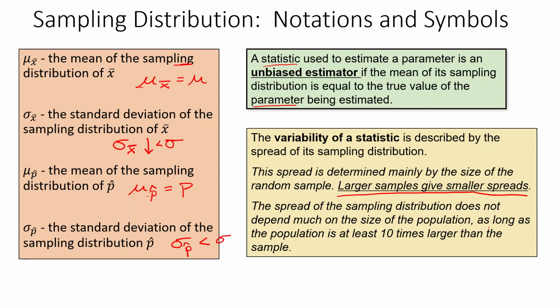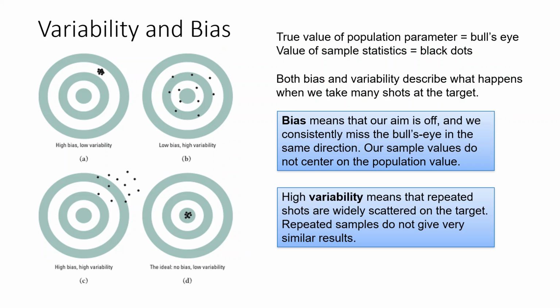All right, and this works as long as the population is at least 10 times larger than the sample. If the samples get to be too big, then it doesn't really work because all of our samples are not independent anymore, and we need them to be independent of each other.